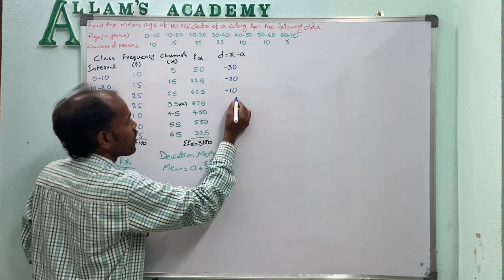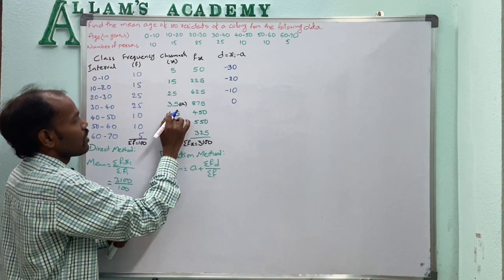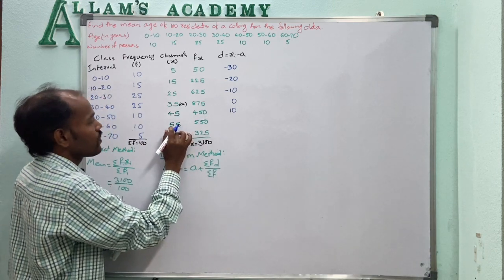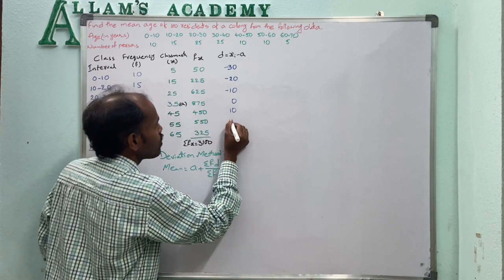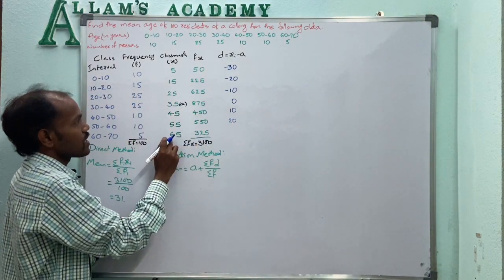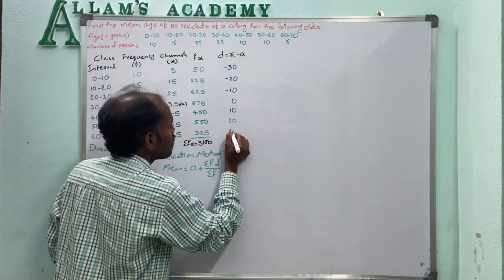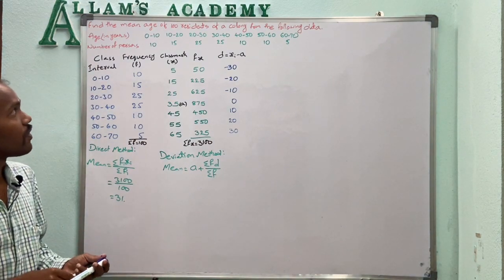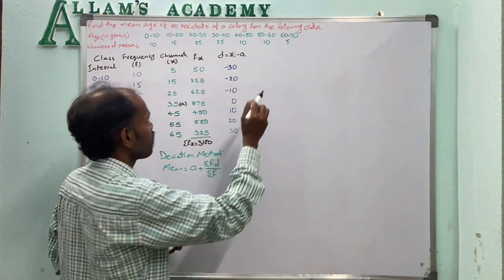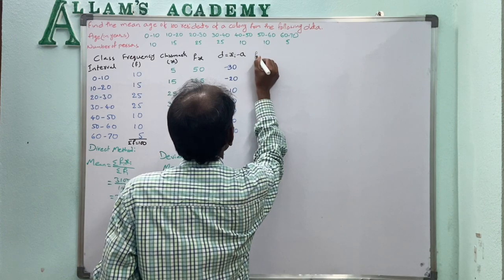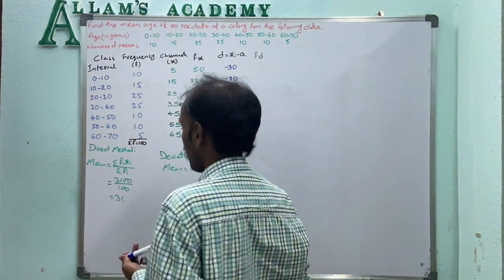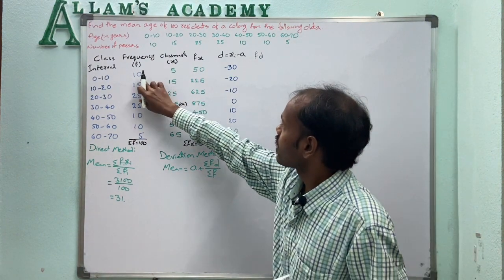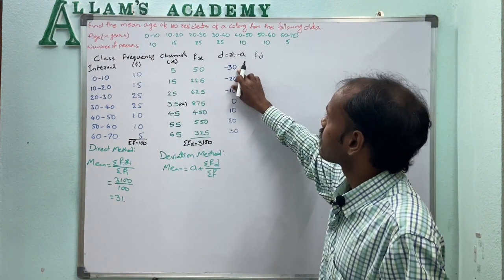35 minus 35 equals 0. 45 minus 35 equals 10. 55 minus 35 equals 20. And 65 minus 35 equals 30. Now we find the value of the product FD. FD means the product of frequency and deviation.